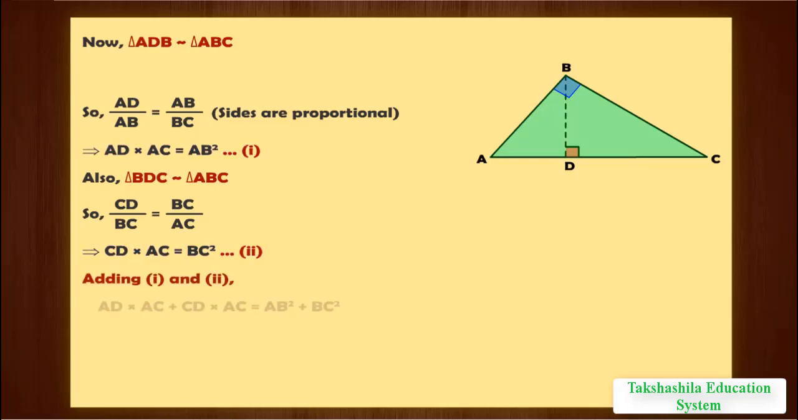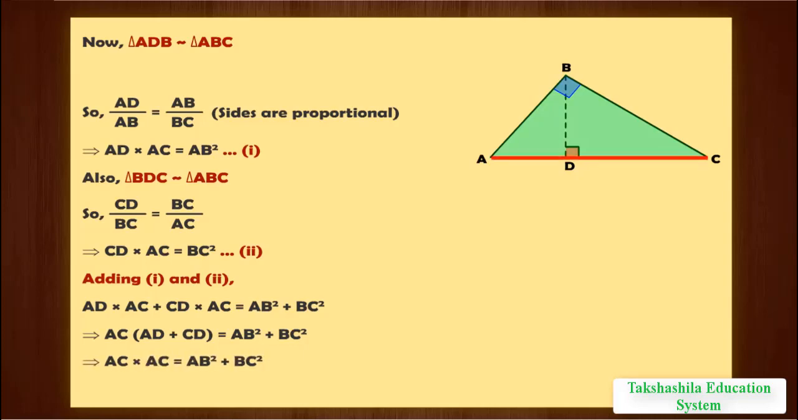Adding 1 and 2, we get AD into AC plus CD into AC is equal to AB square plus BC square. Taking AC common, we get AC into AD plus CD is equal to AB square plus BC square. This gives AC into AC is equal to AB square plus BC square. We get AC square is equal to AB square plus BC square. Hence proved.